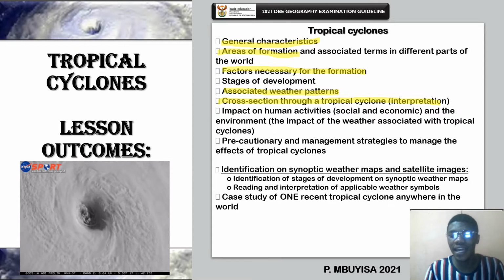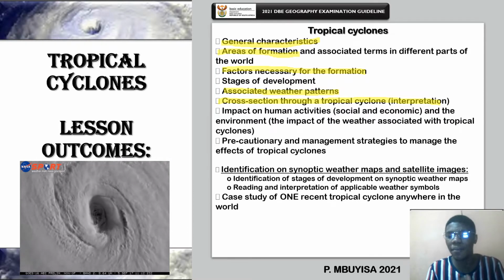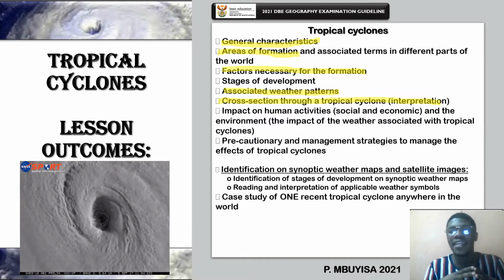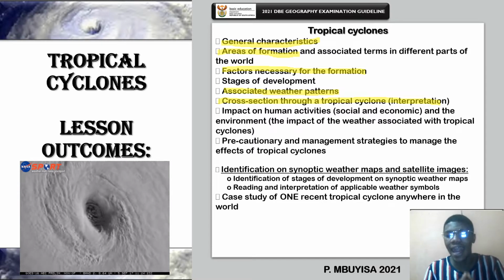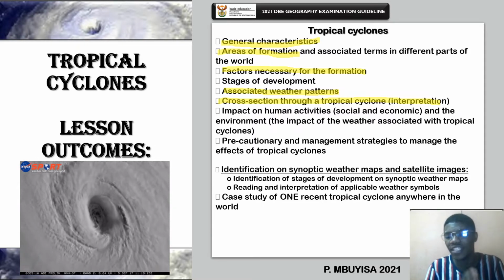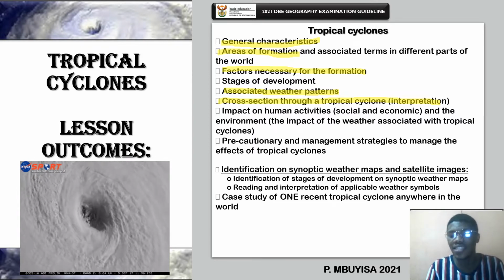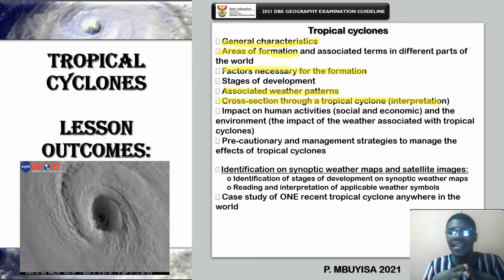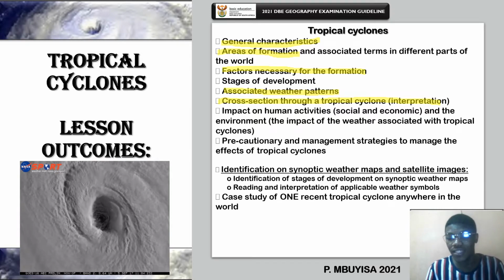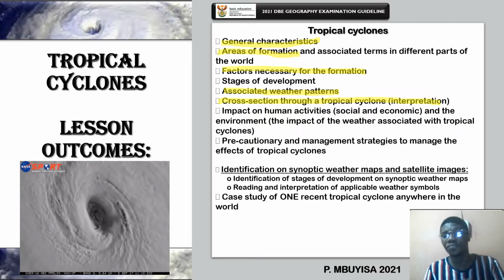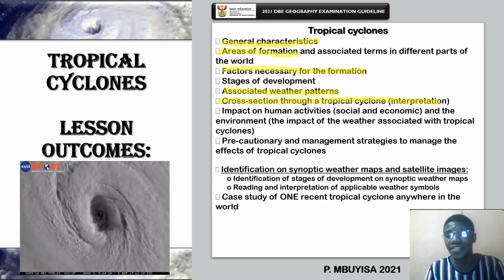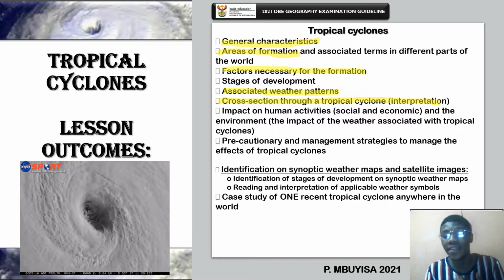And remember, with impact you look at both positive and negative. Now if it affects us negatively, how can we apply some precautionary measures and management strategies in order to manage the effects brought by the system? So we think about that, very important. And then you need to be able, as I said, to identify these systems in a synoptic weather map.